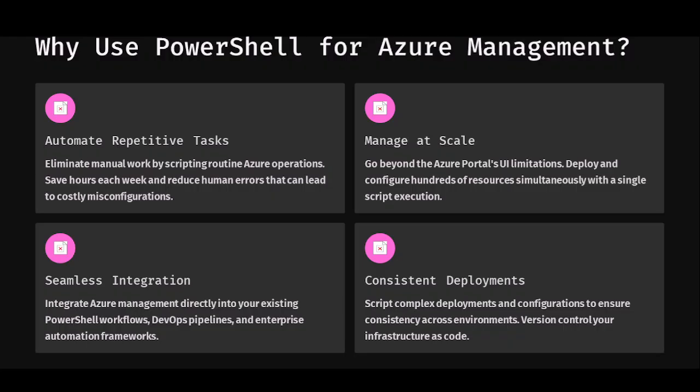Seamless integration: we can easily connect to the Azure cloud with the help of PowerShell. We also can use PowerShell in DevOps pipelines, and from there we can deploy or manage the resources. Consistent deployment is something that lets you script complex deployment and configuration to ensure consistency across environments, and version control your infrastructure as code.